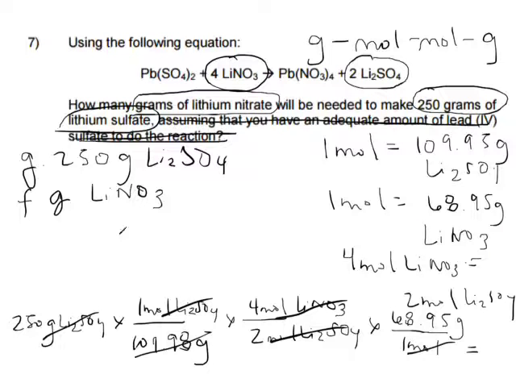So I'm going to go ahead and just say 310 grams of lithium nitrate. If you want to be really formal, or if you want it to be expressed differently, you could say 3.1 times 10 to the 2.